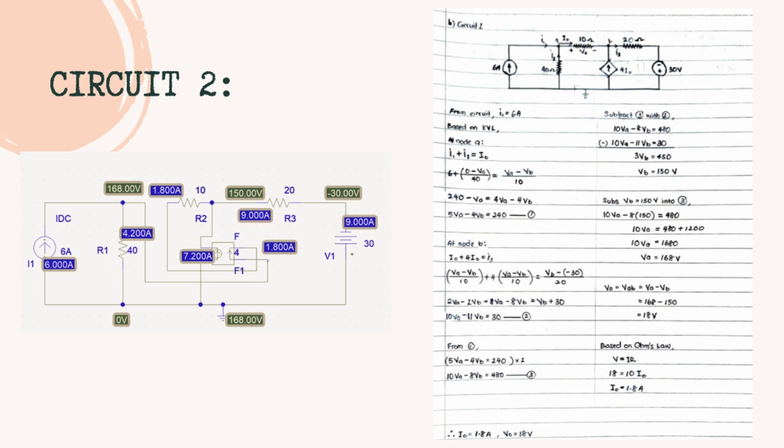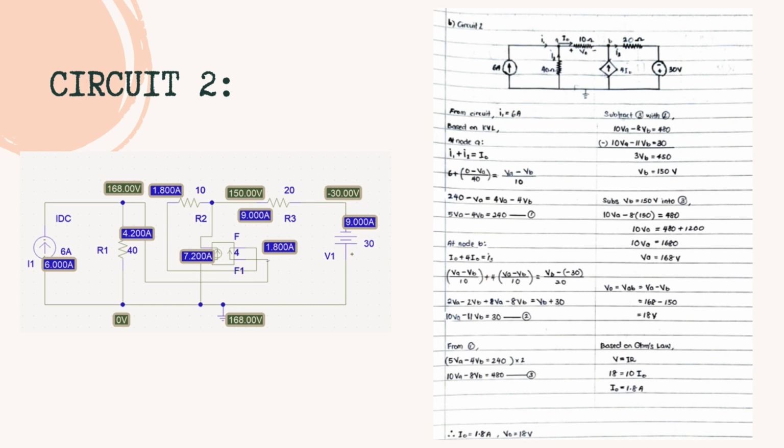For circuit 2, the left hand side shows the simulation calculation, and the right hand side is our manual calculation. For the simulation calculation, it is the same as the previous circuit: we only put all the elements in the circuit and run it automatically from the system, then the answer will be displayed by the system. After running the system, it will display all the current values and voltage values from the simulator. The I0 we get from the simulator is 1.8 ampere, and V0, which is I0 times the resistor, is equal to 18 volt.